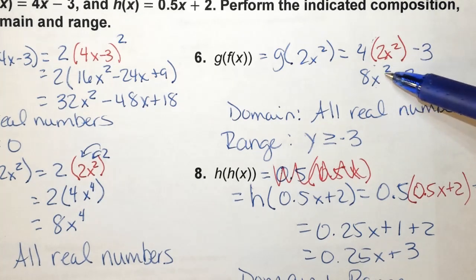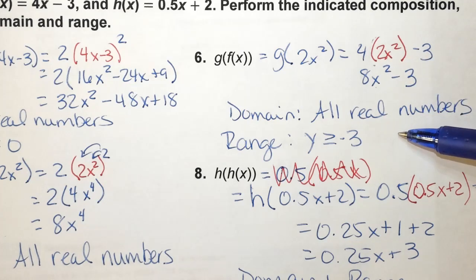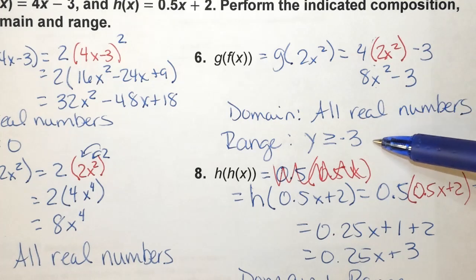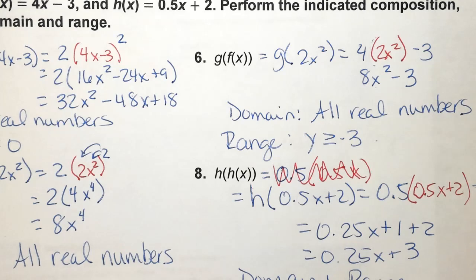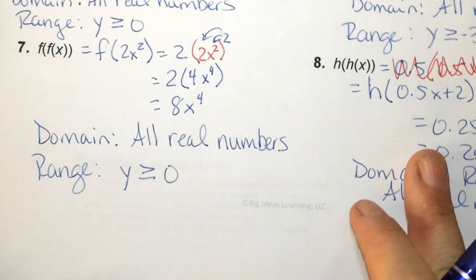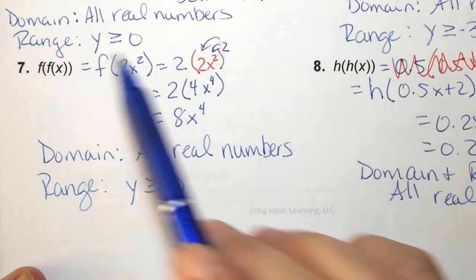Now, it is a square, so that means it's a parabola. This means it translated down 3 units, so that's where the vertex is, because there's no b value, so the y-intercept and the vertex are the same. So your range is y is greater than or equal to -3. Again, if you're unsure, graph it and look at the graph. All right, this one was fun.